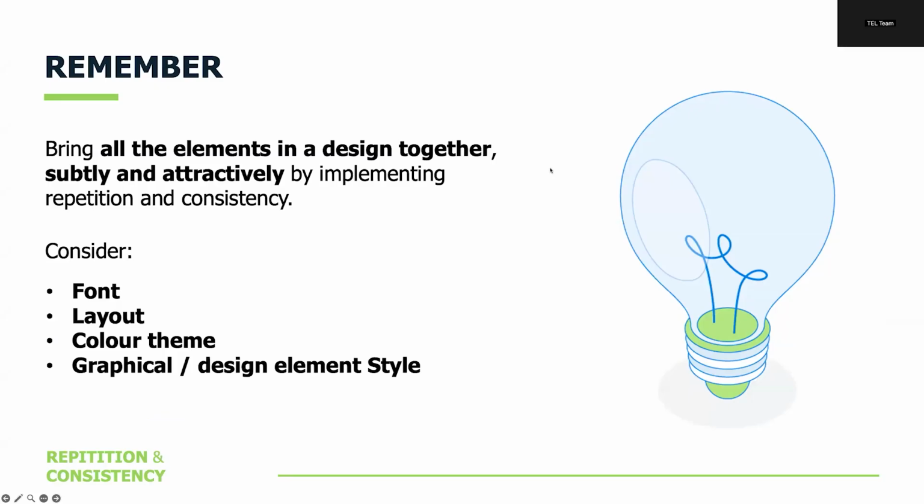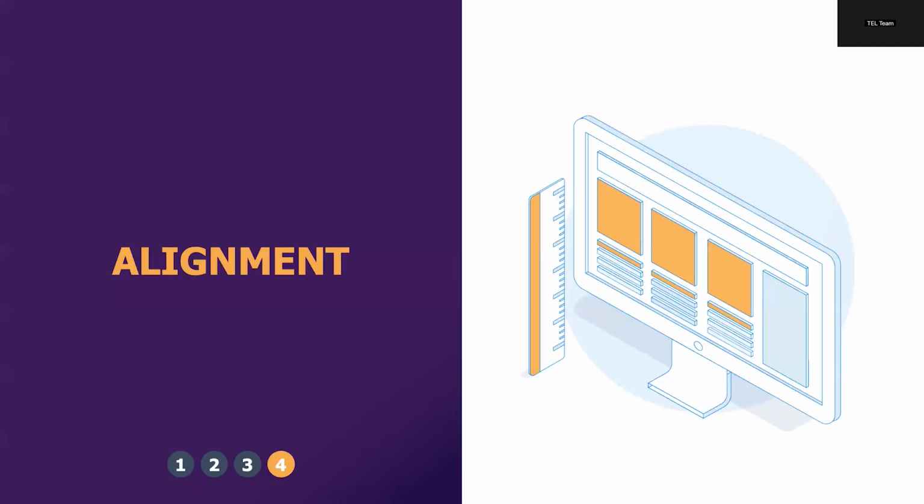Remember also that the elements in your design all work together. So consider these things: the font, the layout, the color scheme, and the types of graphics. I'll talk to you about graphics in a second. They build up that visual cohesion that you get in your course, in your resource, in your slides, or in a doc or something like that.